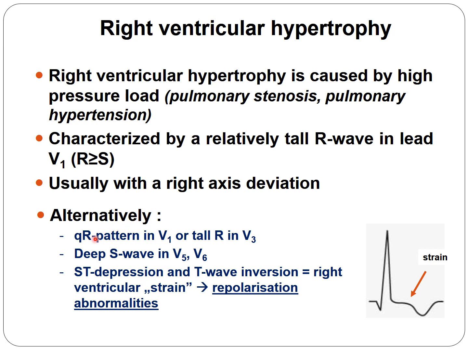Alternatively, we have a QR pattern in V1 or a tall R in V3, and a deep S wave in V5, V6, with ST depression and T wave inversion, represented as a strain phenomenon because we have repolarization abnormalities. Here you can see the strain, the downsloping ending with a negative T wave.